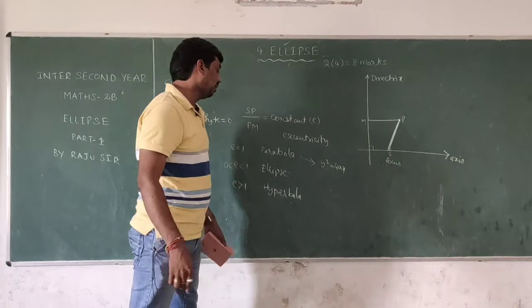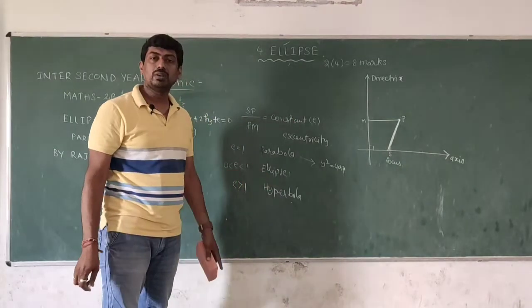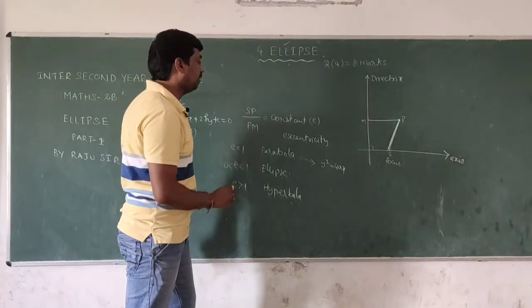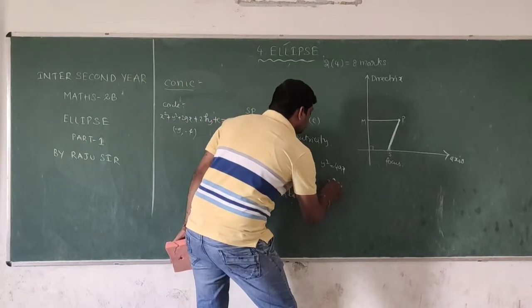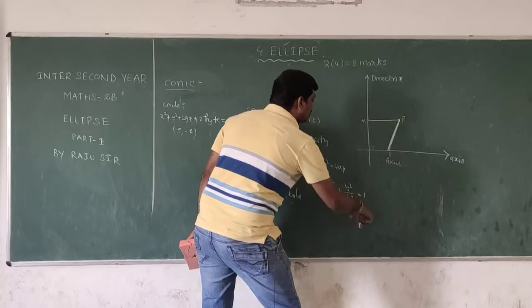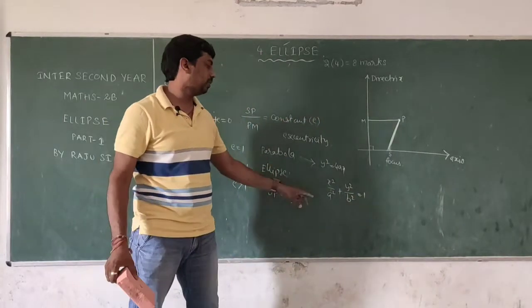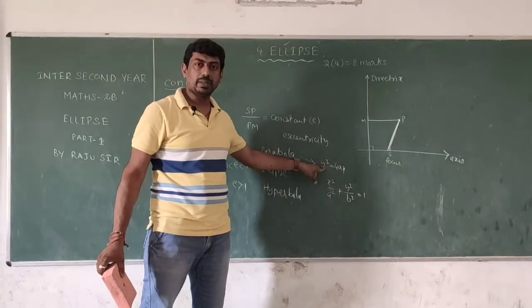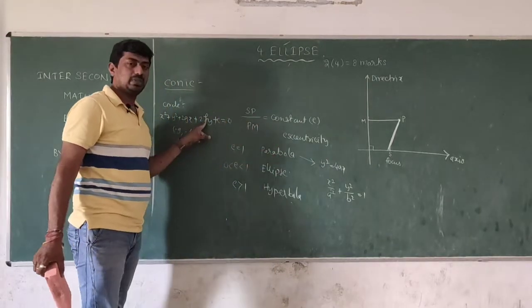In the same way, for the ellipse also we have a standard form. The standard form is x square by a square plus y square by b square equal to 1, which is the standard form of the ellipse. Here standard form of the parabola. This one is the standard form of the circle.